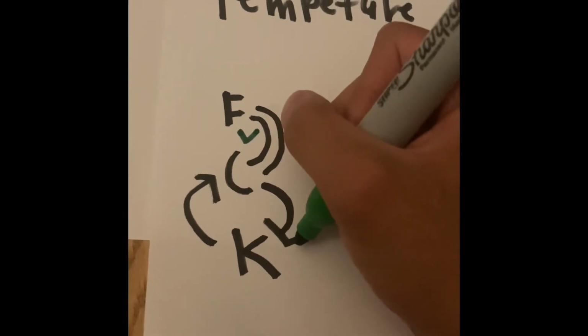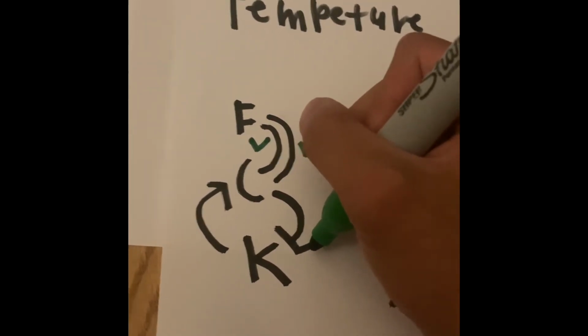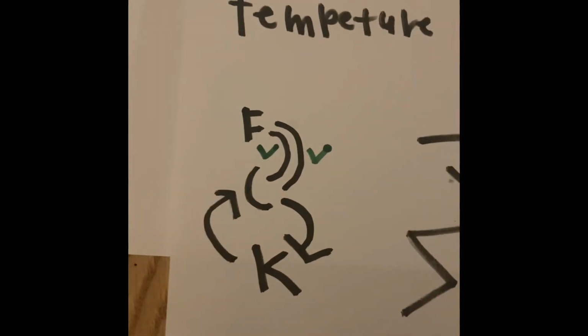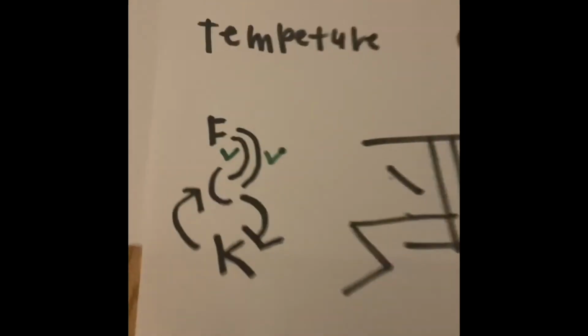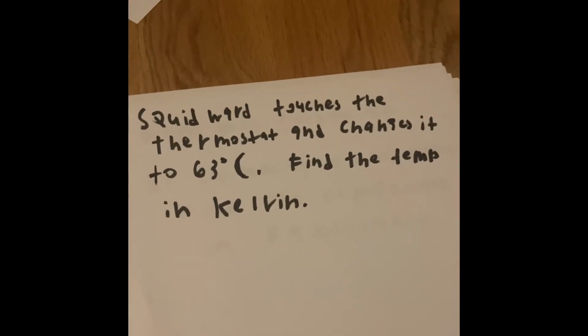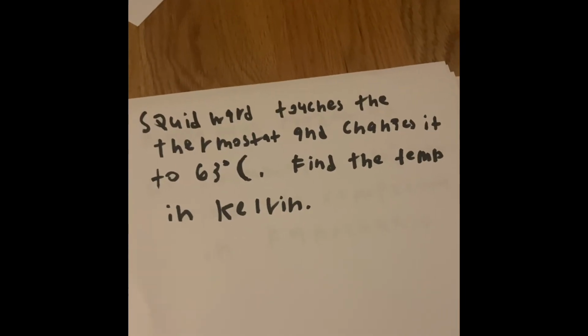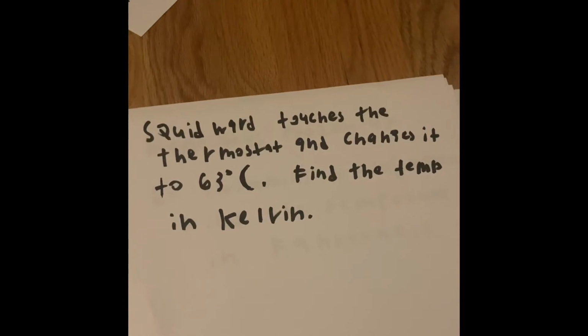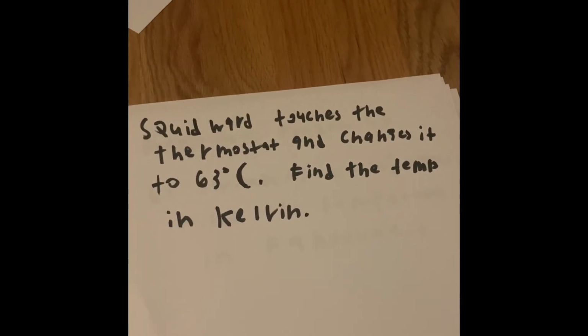Well, with lava and water, this one's nothing to do with Super Mario. Instead, this one comes from your favorite episodes. Well, probably. Squidward touches the thermostat and changes it to 63 degrees Celsius. Find the temperature in Kelvin.